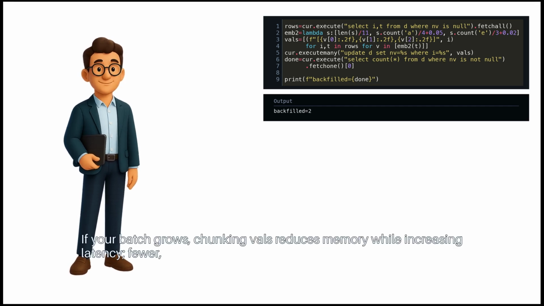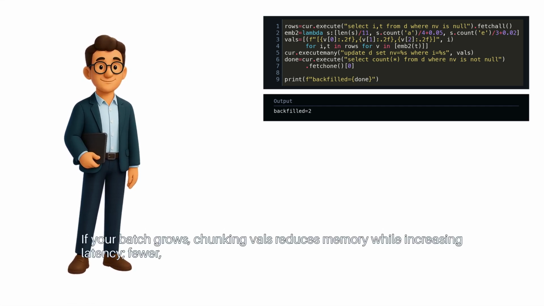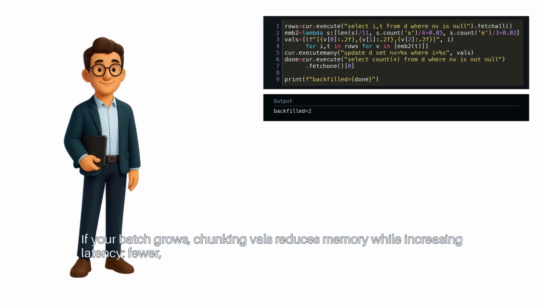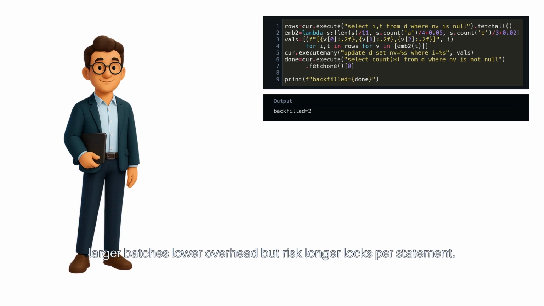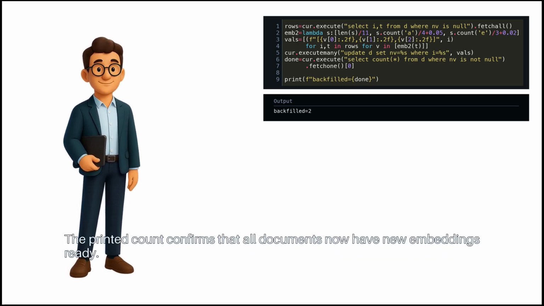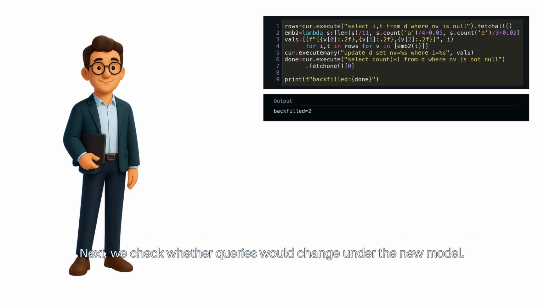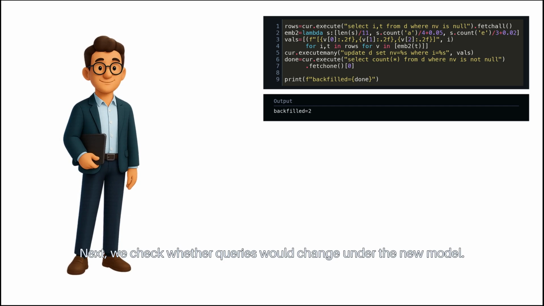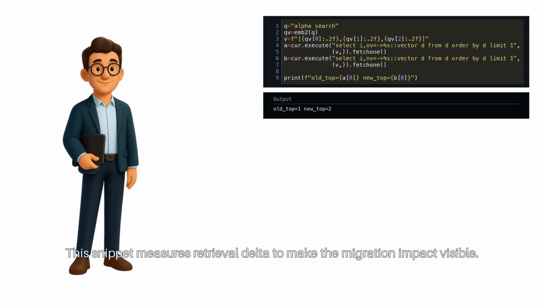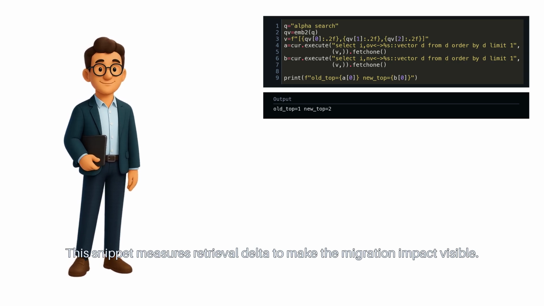If your batch grows, chunking vals reduces memory while increasing latency. Fewer larger batches lower overhead, but risk longer locks per statement. The printed count confirms that all documents now have new embeddings ready. Next, we check whether queries would change under the new model. This snippet measures retrieval delta to make the migration impact visible.